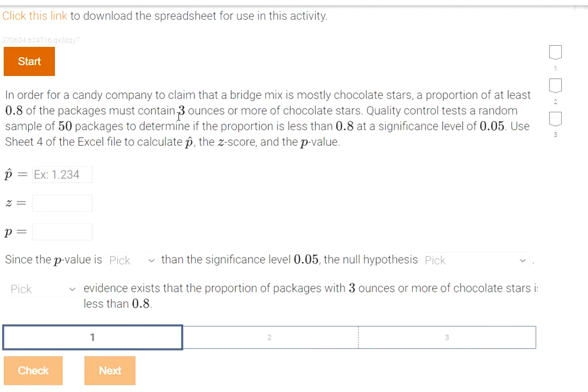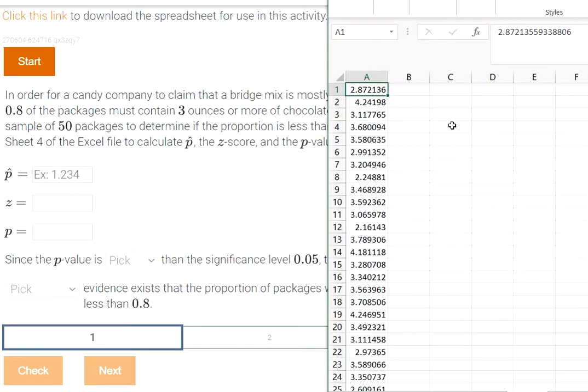The package must contain 3 ounces or more of chocolate stars. So this one does not contain 3 ounces or more. It's 2.87 ounces. So this is a failure, so we put 0 next to it. This is a success. That's above 3 ounces, which is what they're looking for. This is above.